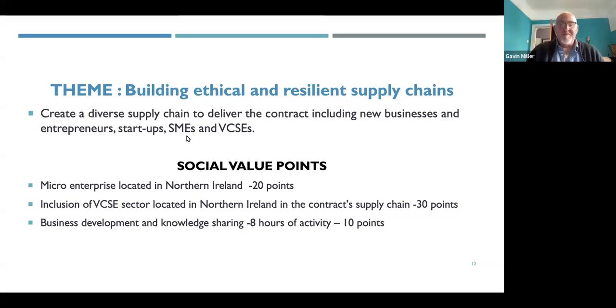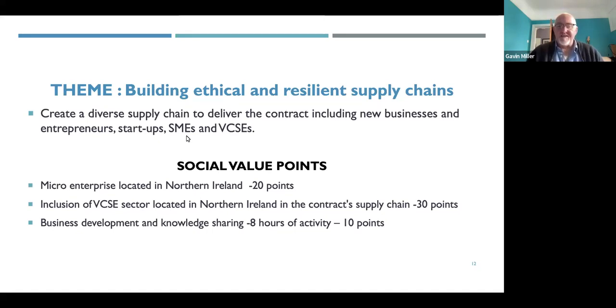And two of the four included the modern slavery theme in their tender submissions, and they received points for doing it, as you can see from the screen. One received 20 points for including a micro enterprise located in Northern Ireland within the first 4 months within the supply chain. And another successful tender included business development and knowledge sharing, and we've seen 10 points in relation to it.